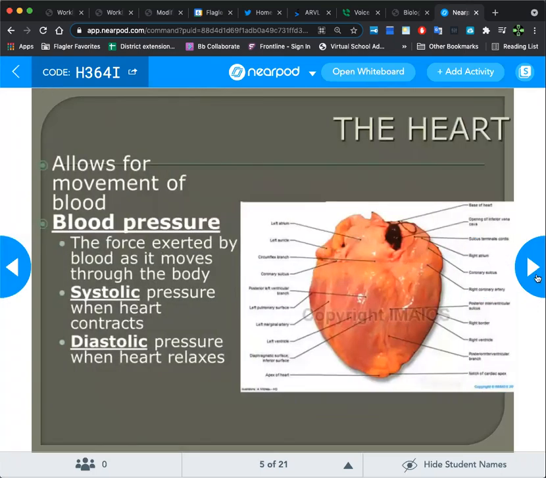All right, heart. There's not too much on here in terms of details on specific parts of the heart. You'll have to know oxygenated versus deoxygenated blood, which side it goes in, basic stuff like that. But blood pressure is important, especially on your EOC. That's what it's going to concentrate on, different factors that affect the blood pressure. And this is basically the force exerted on your blood as it moves through the body.